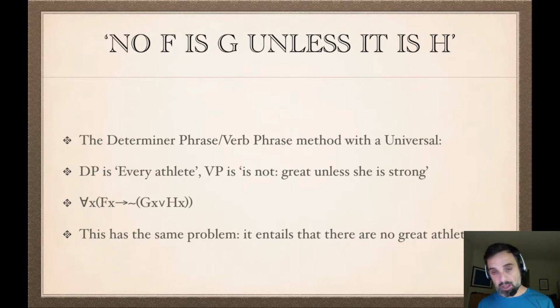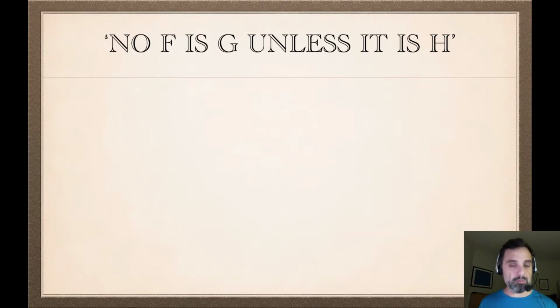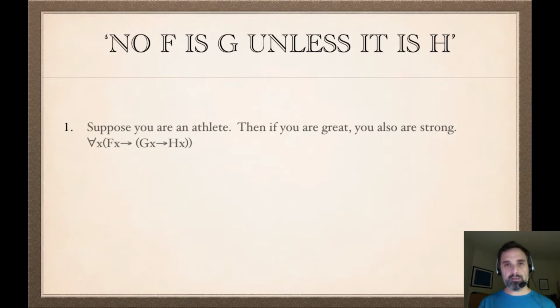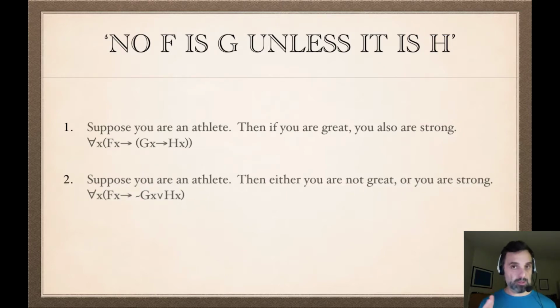So what should we do instead? Well, here are a couple of examples. Suppose you're an athlete. Well, that means that if you're great, you're also strong. So for all x, if Fx then if Gx, then Hx. Or suppose you're an athlete. Well, if you're not great, there are two ways you can be: you can either be not great or you can be strong. So for all x, if Fx, then not Gx or Hx. These two are equivalent. CDJ tells us that not Gx or Hx is equivalent to if Gx, then Hx, and the rest of the symbolizations are the same.